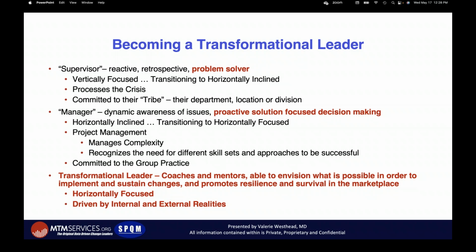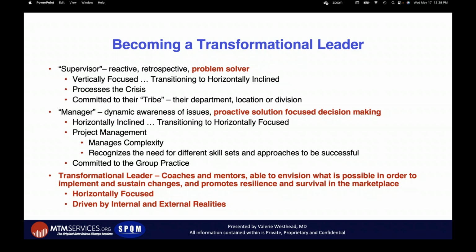They are much better at managing complexity, and they are good at recognizing the different skill sets and approaches that are needed to be successful, whether it's their own or someone else's. They are starting to become committed to the larger group, not just their own department.